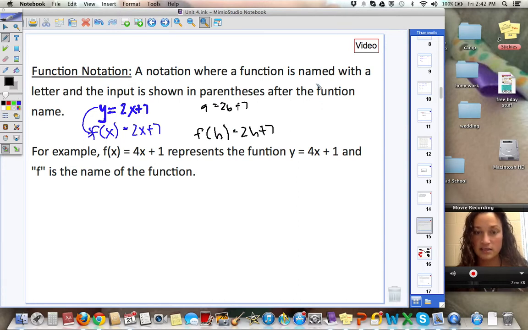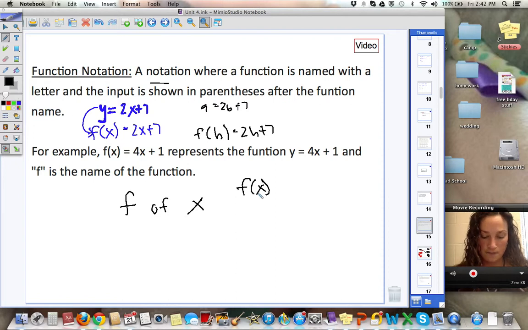And we say this as, I'll write that down here, f of x. That's how we say that little thing: f, parentheses, x. We say f of x. So this would be f of x equals 4x plus 1, and that's the function. And f is the name of the function.